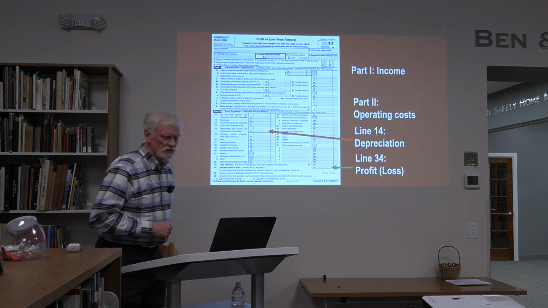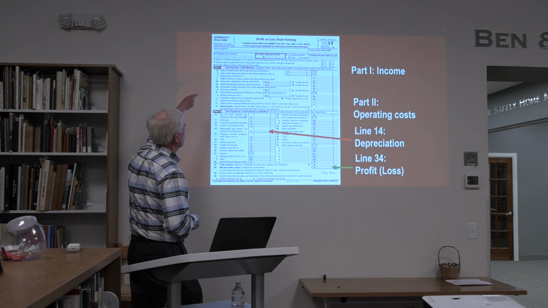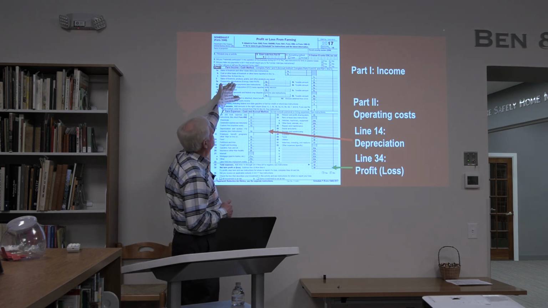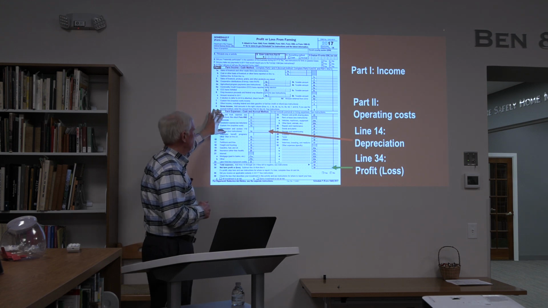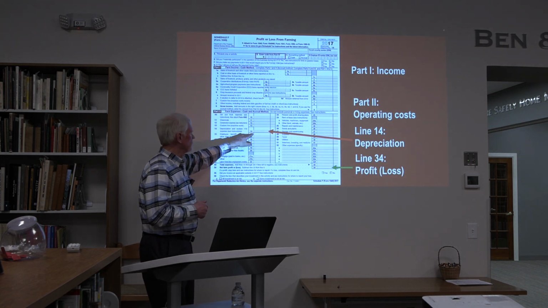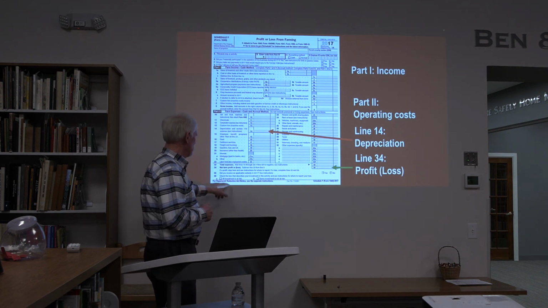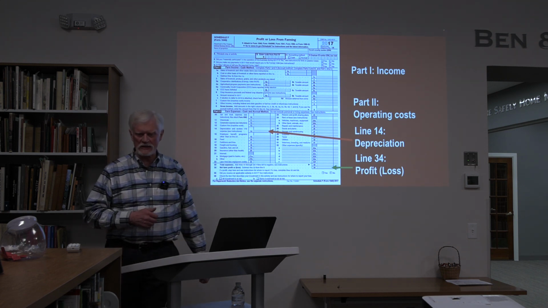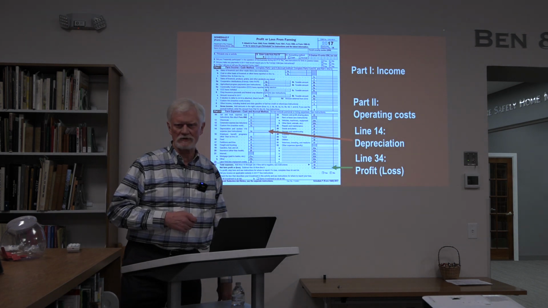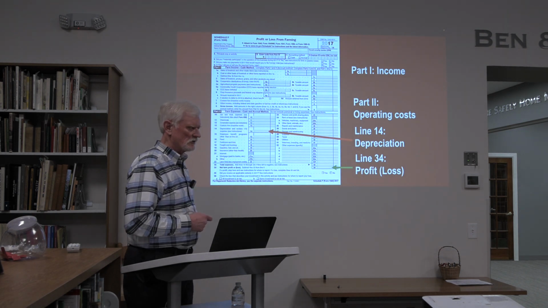Here's Schedule F for farms. And Part 1, farm income. Part 2, they call it farm expenses, operating expenses. And line 14, depreciation. And the bottom line, net farm profit or loss. And then I saw Schedule C floating around, and it's very similar to Schedule F, except it's for another business. It doesn't have agricultural categories.